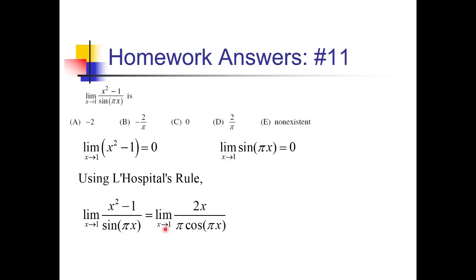So 2 times 1 is going to give us 2 in the numerator. And in the denominator, you'll see where this negative is coming from in a moment here. Cosine of pi times 1, that's cosine of pi, which is negative 1. And we've got negative 1 times pi, so that's a pi down there. And I'm just bringing the negative outside the whole fraction. So negative 2 over pi actually matches one of our answers. That's choice B.